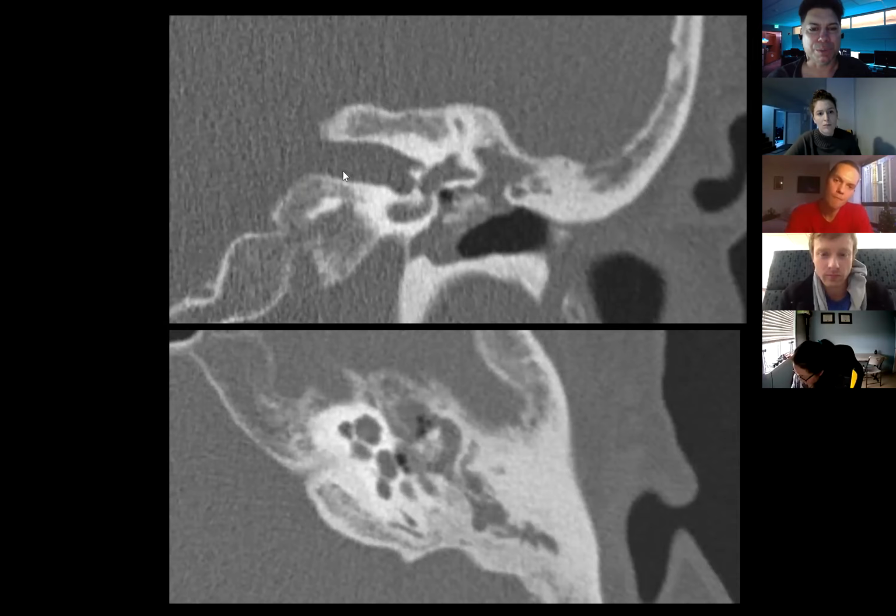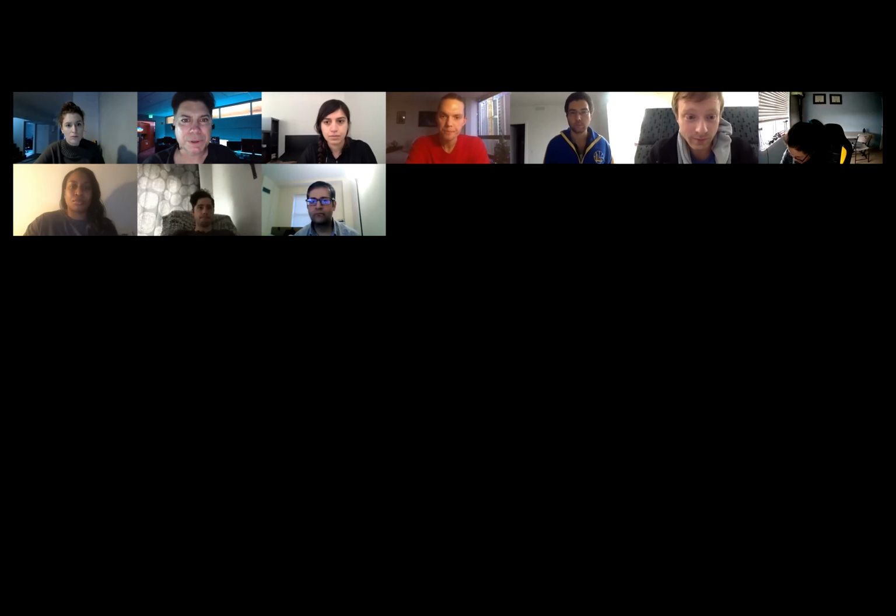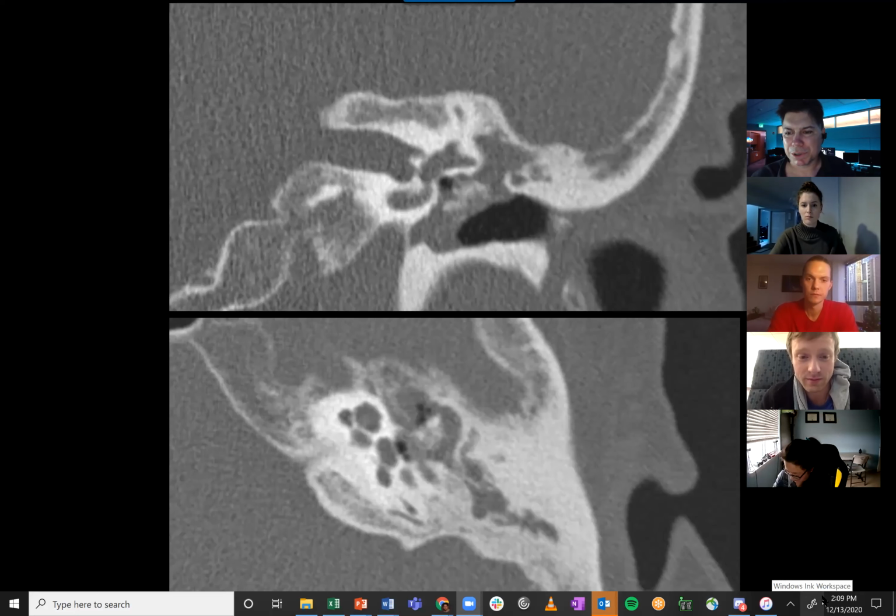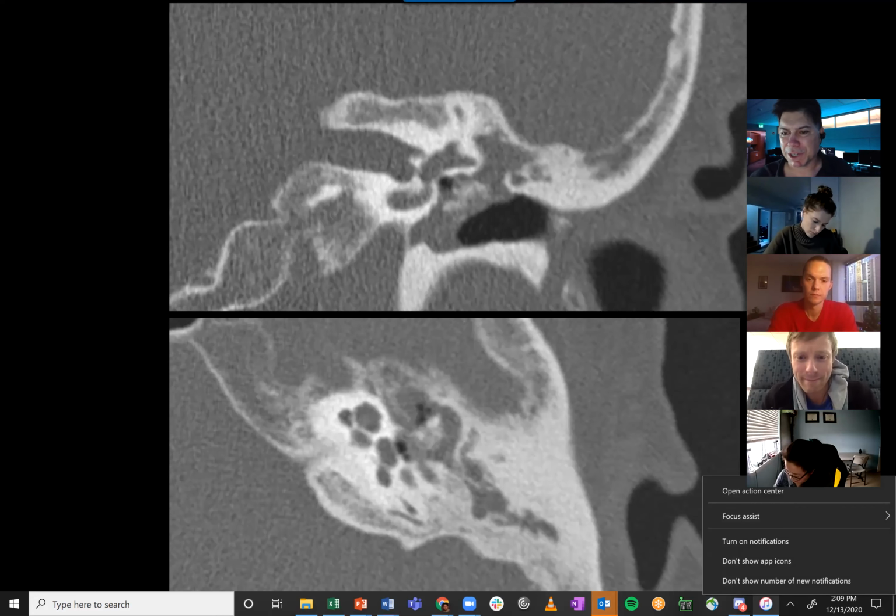Right. Yeah, let me see if I try to get out of this and open it up again. I think the screen share may be cutting off the bottom. Is that better, sharing my whole screen? Yeah, that looks good for me.